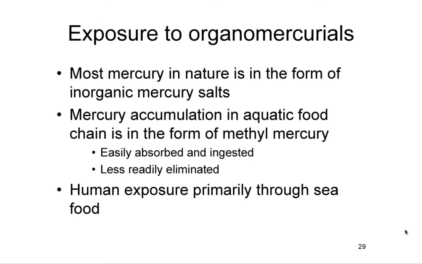Most mercury in nature, though, is in the form of inorganic mercury salts, and mercury contamination in the aquatic food chain is in the form of methylmercury. Hence, typically aquatic food, such as fish and other organisms, has a likelihood of accumulating inorganic mercury due to normal exposure to mercury that is present in nature or introduced into nature through effluents from industrial processes.